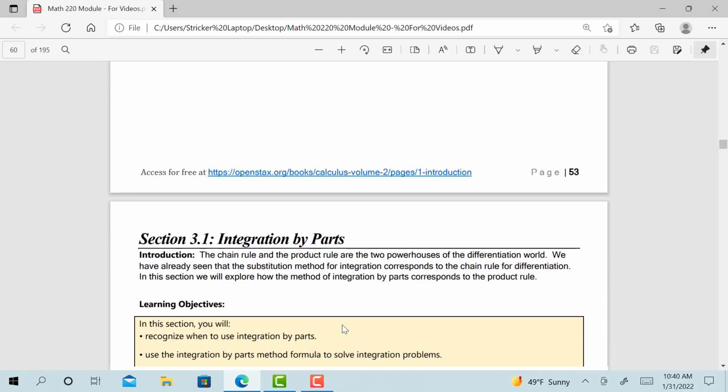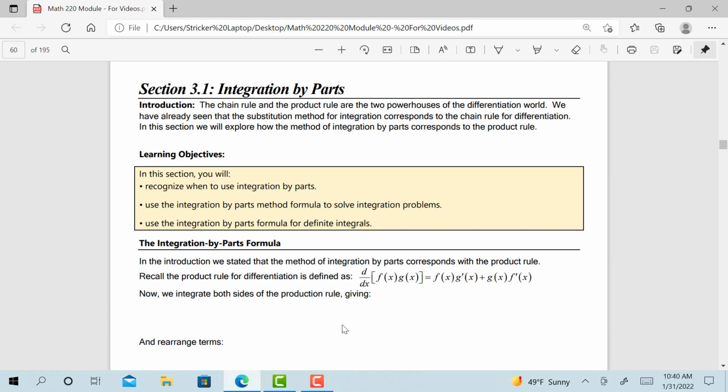The first method that we're going to learn is section 3.1. It's called integration by parts, and this is essentially a method that undoes the product rule. We saw that the integration by substitution method undid the chain rule, but in this case we're going to undo the product rule.